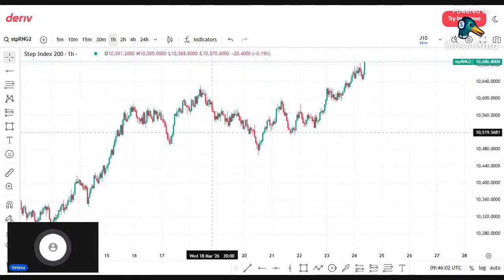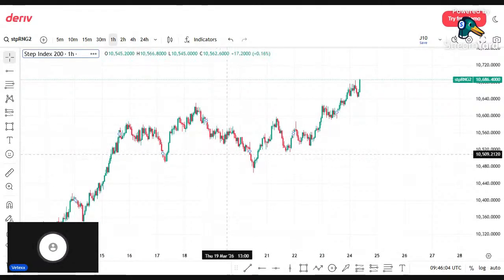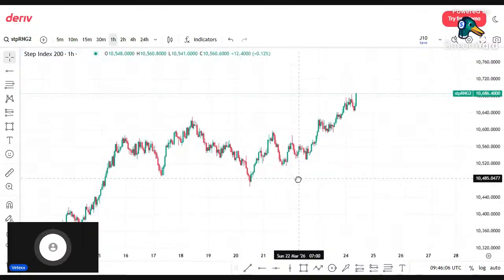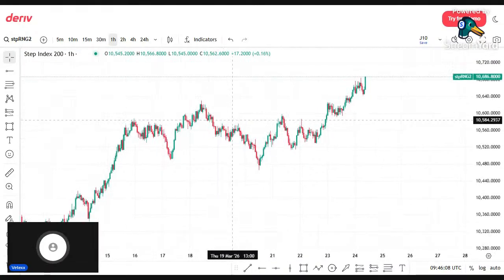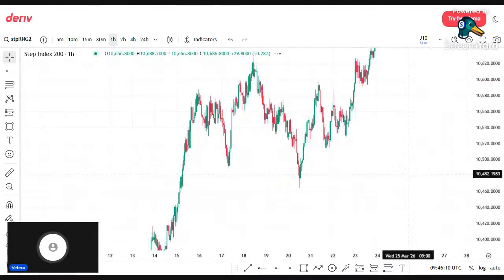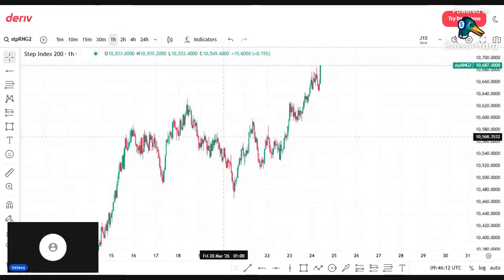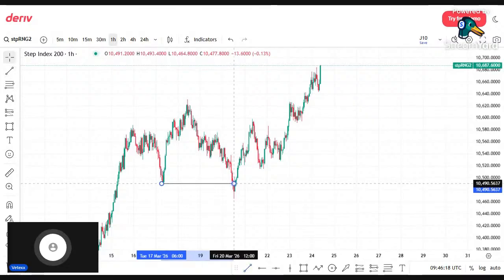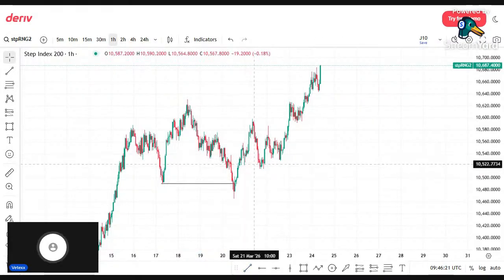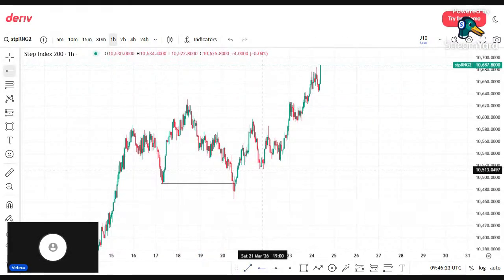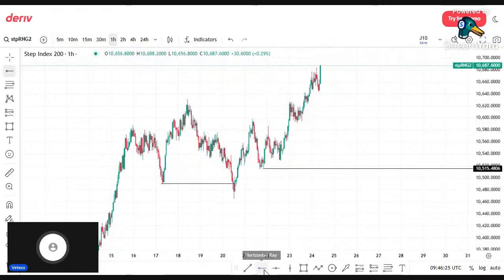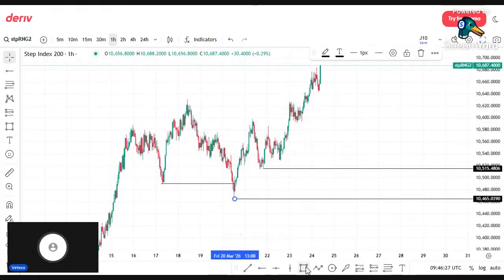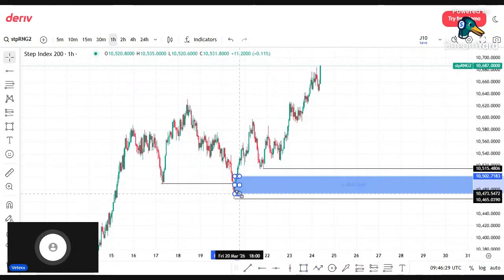Step 200 index is bullish on the weekly time frame, and is also bullish on the 1 hour time frame. So we are anticipating this setup since yesterday, or for like 2 days now, where we have this sweep of liquidity. This is a type 2 setup. Sweep of liquidity, structural liquidity here, and then we have this protected low, which is here, and this becomes our new point of interest.